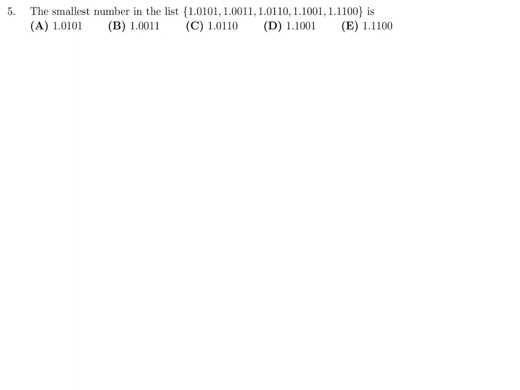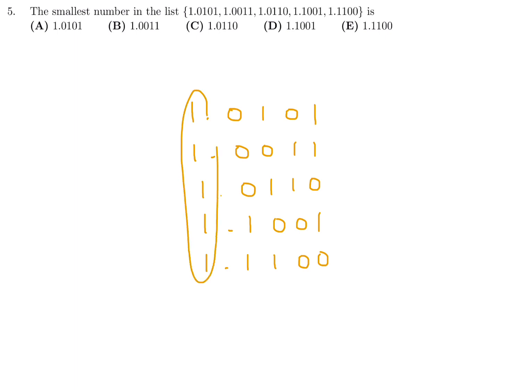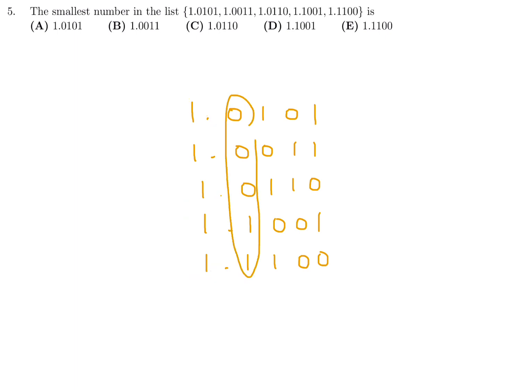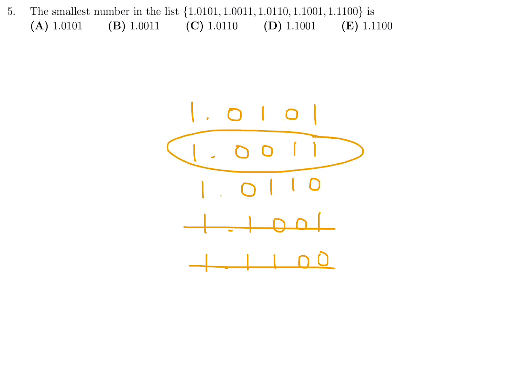The smallest number in this list is, so the best way to compare them is just to line them up. So we have 1.0101, then we have 1.0011, 1.0110, 1.1001, 1.1100. So look at the first column, they're all the same, so that doesn't help us. This column, these are all zeros and these are ones, so these ones are obviously bigger. Now let's look at this column. The smallest number in there is a 0 for this guy. So that is the smallest.